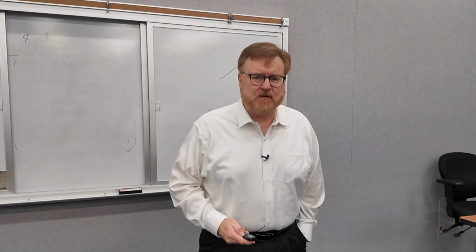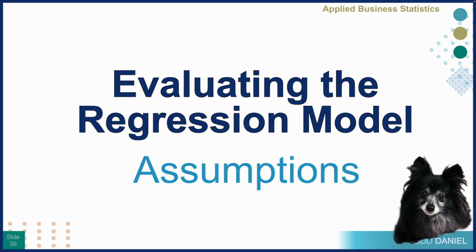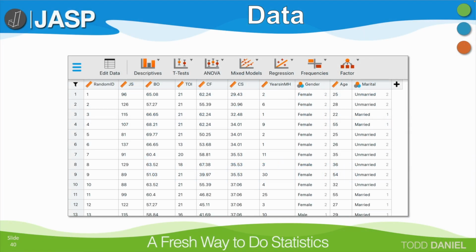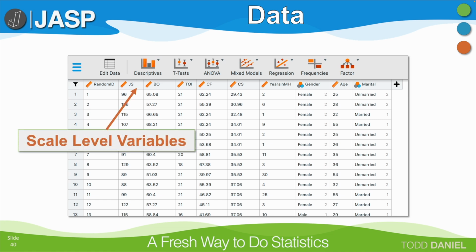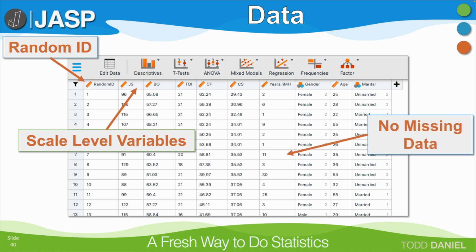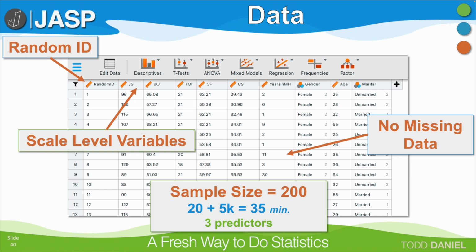Let's first look at the assumptions to make sure all the assumptions have been met. If we simply look at our data set, we can see that all of our variables are scale level, as indicated by the ruler icon next to the name of each variable. We have a random ID number in our first column. That will be useful if we have outliers or some other problematic case. We can find it much easier from that random identifier. We don't have any missing data. Notice there's no empty blocks or cells within our data set. That's good. And our sample size of 200 exceeds the minimum of 20 plus 5K.